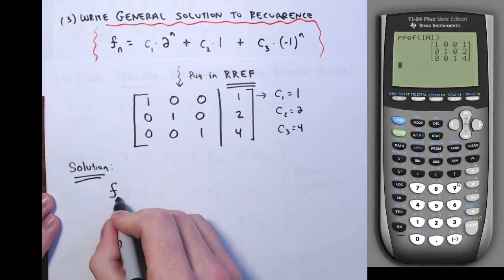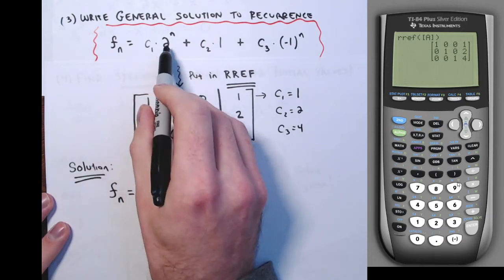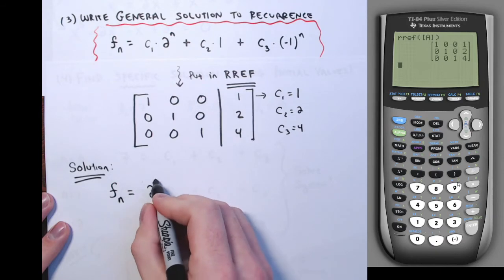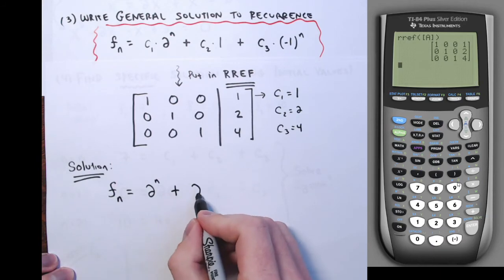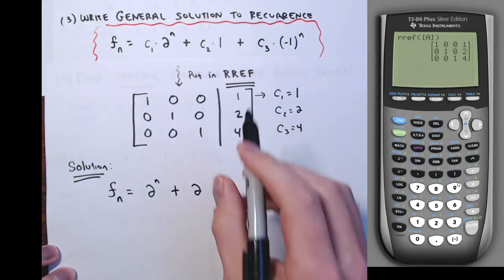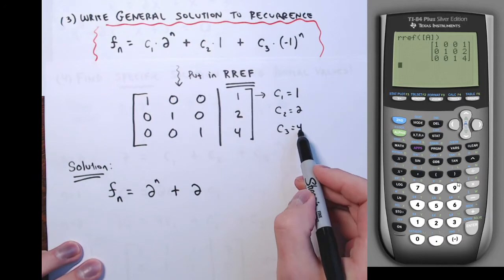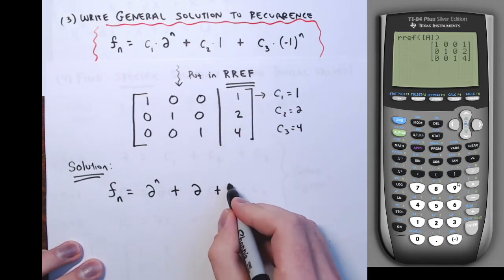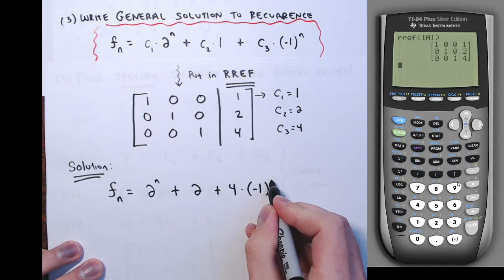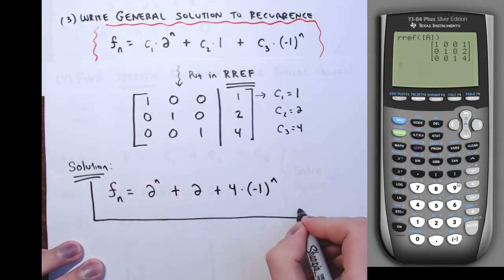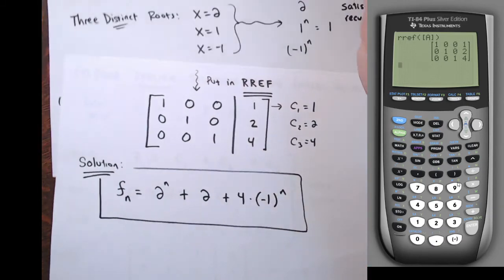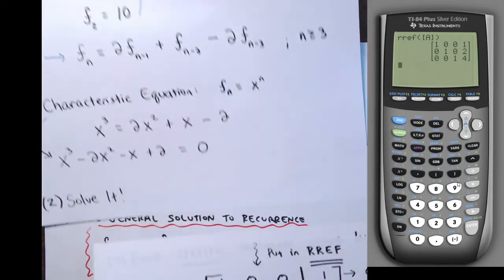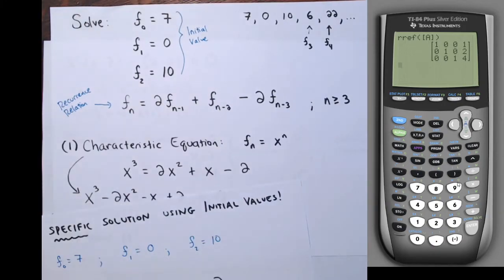We'd have Fn equals C1 times 1 times 2 to the nth, so just 2 to the nth, plus C2 times 1. Well, C2 is just 2, so just plus 2. And then plus C3 times -1 to the nth. Well, C3 is 4, so plus 4 times -1 to the nth power. Here we go. I am finished. This is the specific solution to the recursion that we were given. So I'll bring it back up.